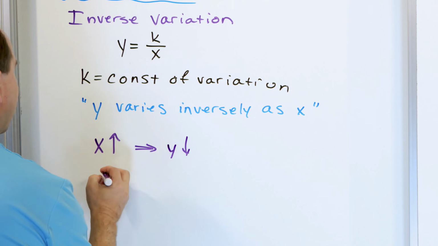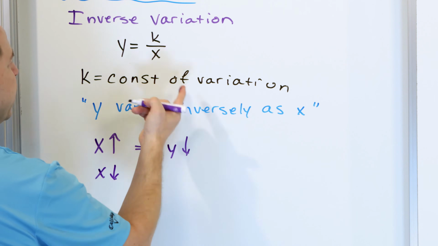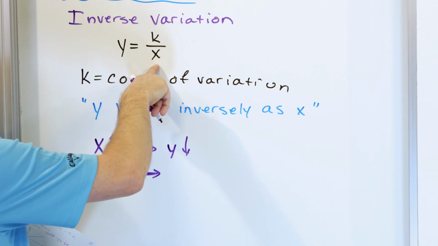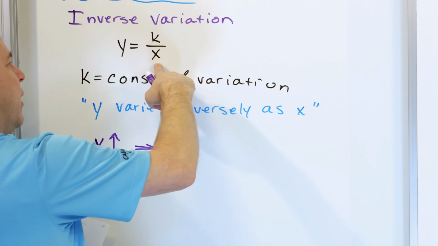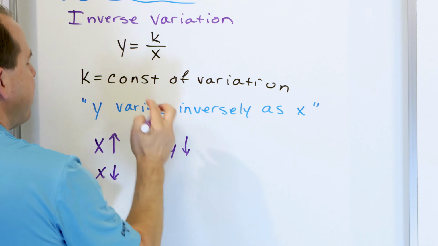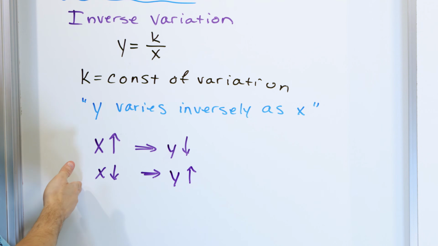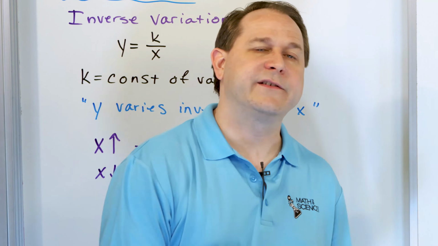If you flip it around the other way and say, what happens if the x variable goes down? Let's make it 10. Let's make it 5. Let's make it 1. Let's make it 0.01. Let's make it 0.000000001. You see, when I'm dividing by a really small number, that makes the y variable get really big. So no matter what x is doing, if x is going up, y is going down. If x is going down, y is going up.